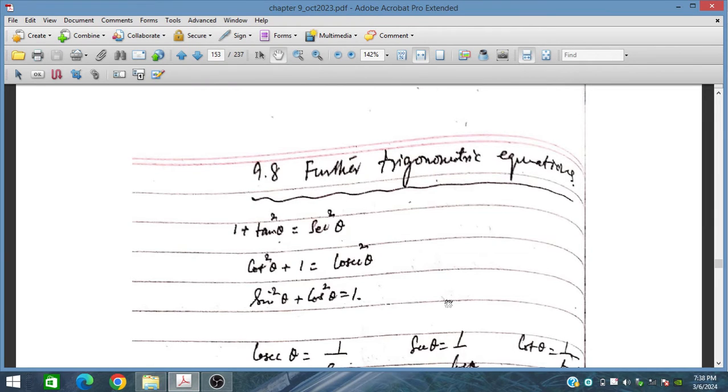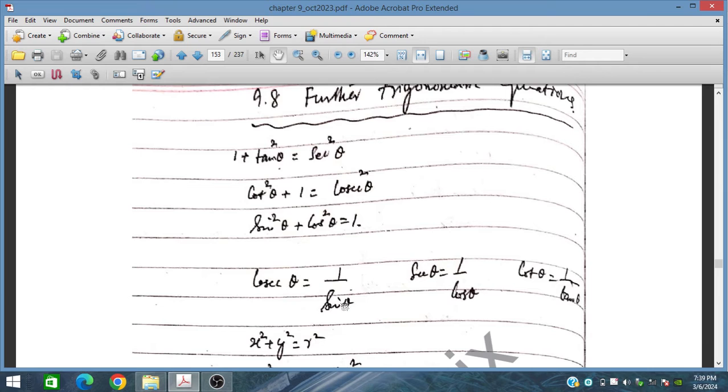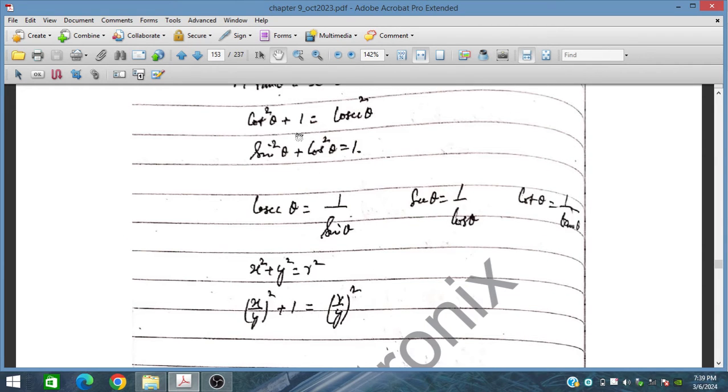Bismillah ar-Rahman ar-Rahim. In this session, we will discuss further trigonometric equations from the Swift Pemberton Additional Mathematics course for IGCSE and O level students. Some basic identities and inverse relations: cosec is the inverse of sine, sec of cos, and cot of tangent. So we will use these equations.